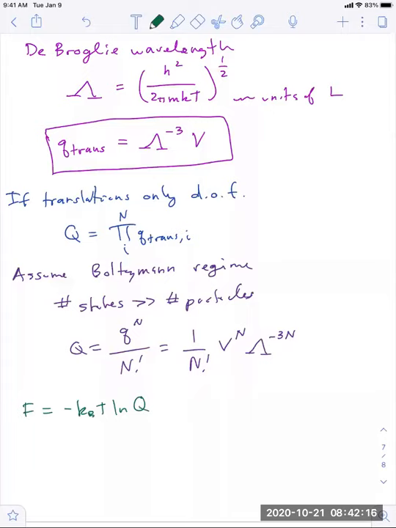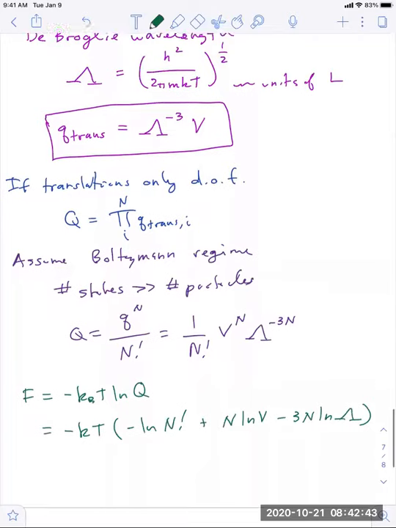So now if we plug it in and then start to do some manipulations with the logs, this would be minus kT times minus the natural log of n factorial plus n times the natural log of volume minus 3n times the natural log of the de Broglie wavelength. So here I'm just taking these powers and popping them down to the multiplier of the log.